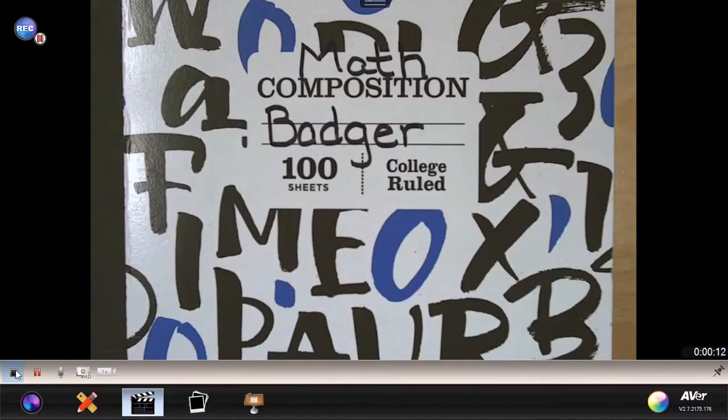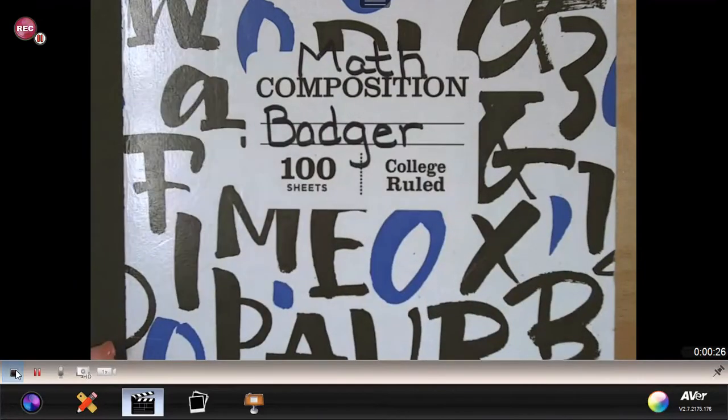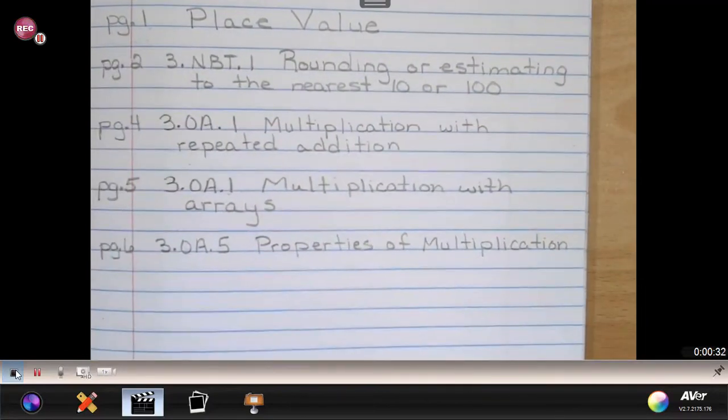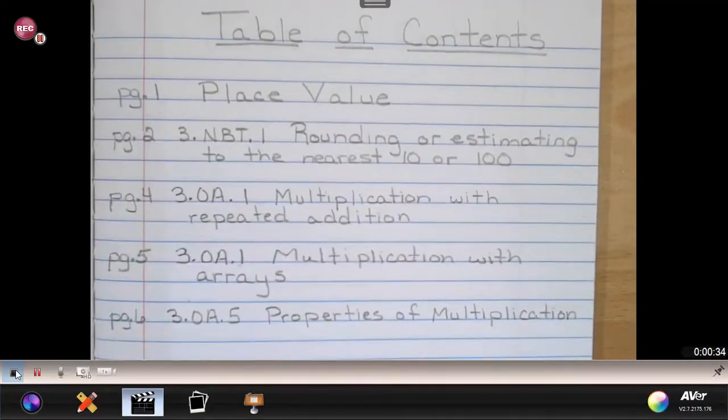We are going to take notes in our composition notebooks for our multiples of 2, 5, and 10 today. So let's go ahead and get started. We're going to look at our table of contents, and in our table of contents, add a page.